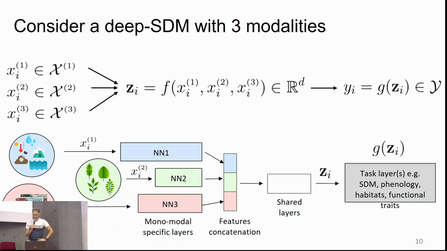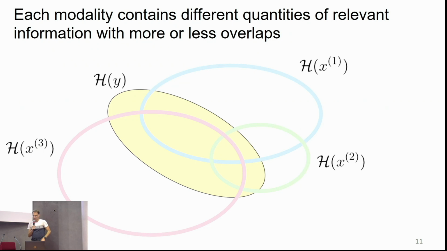Each modality has an encoder and then some shared layers. And you have a task that is to predict species, since we are on species distribution modeling today. So this is an information theory perspective. You have your Y, your species, that has some entropy, some information, and you try to capture this information. And you have 3 modalities.